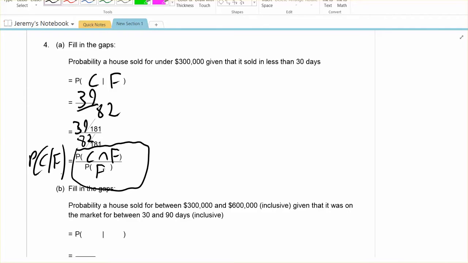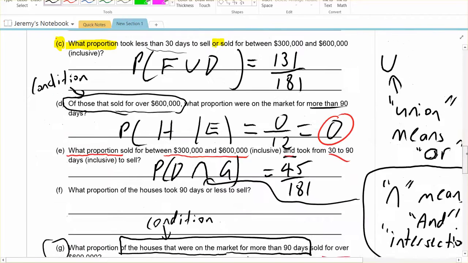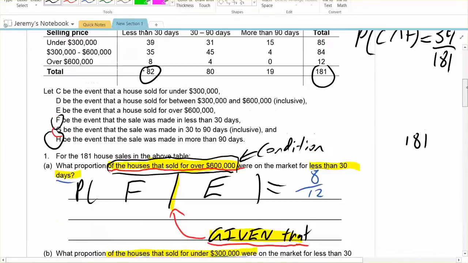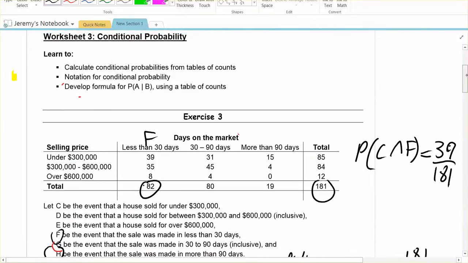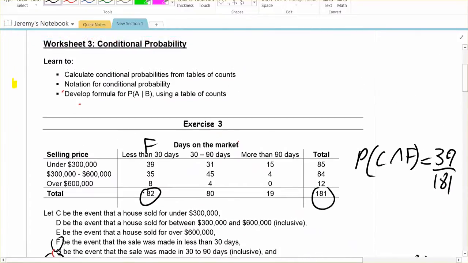Why is that useful? Well, it's useful in a situation where we're given the probabilities as decimals instead of as counts. So here we're told them as counts, like 39, 35, and 8. And so if you wanted to know that conditional probability, you just count them. Well, it's 39 out of 82.